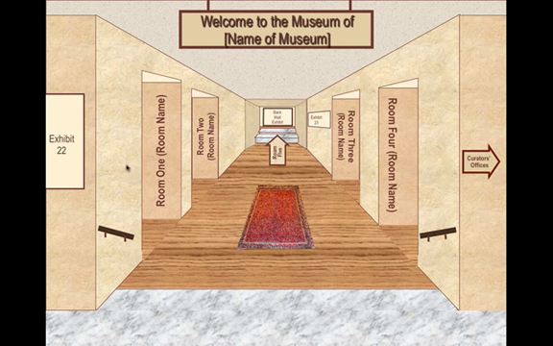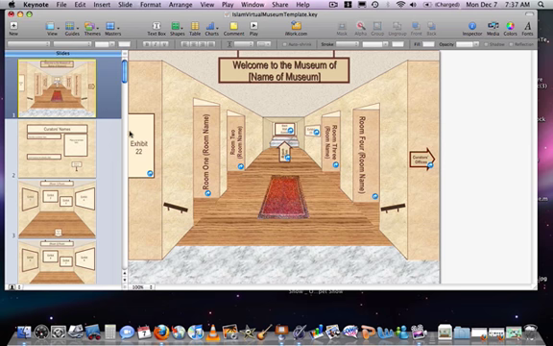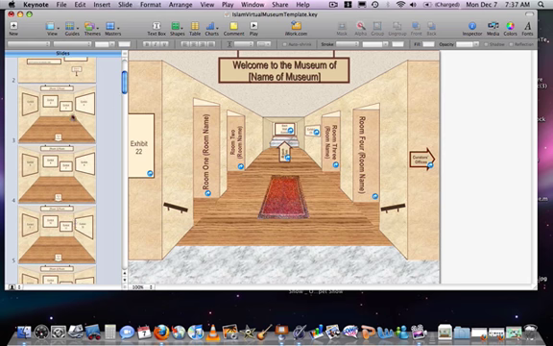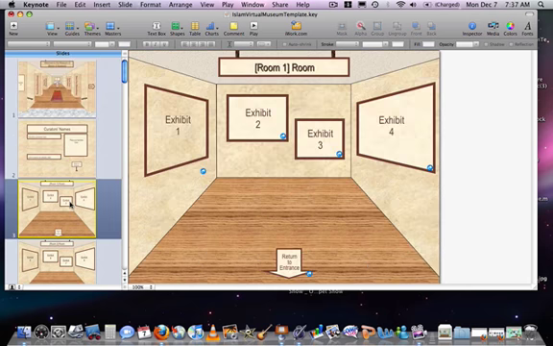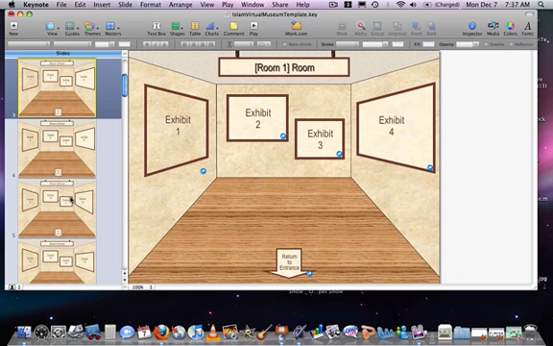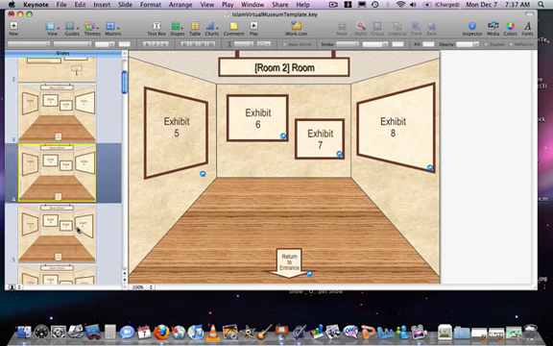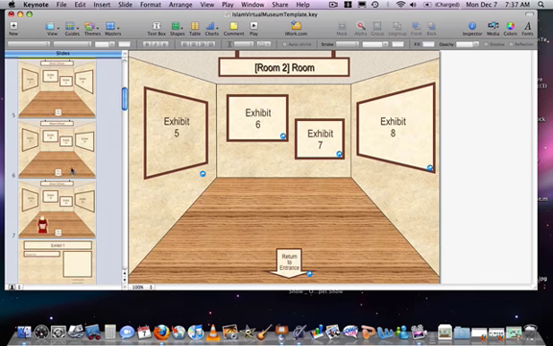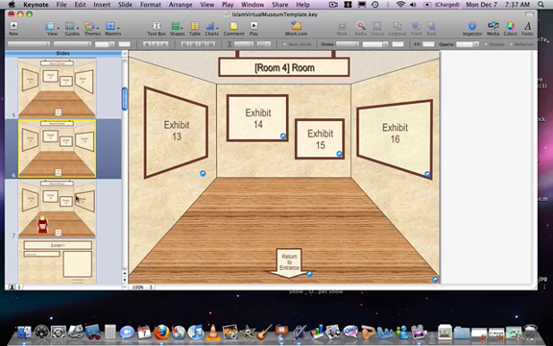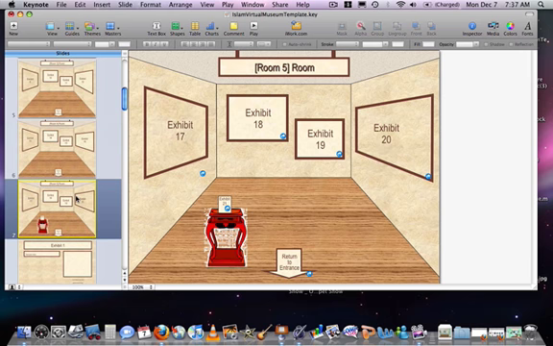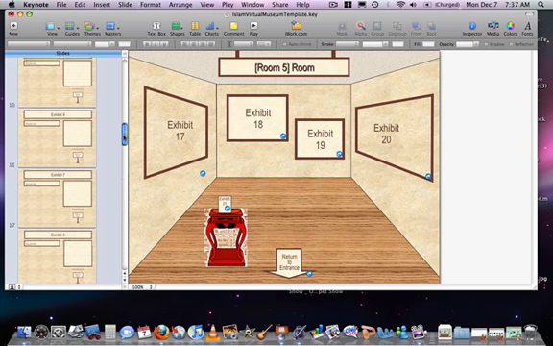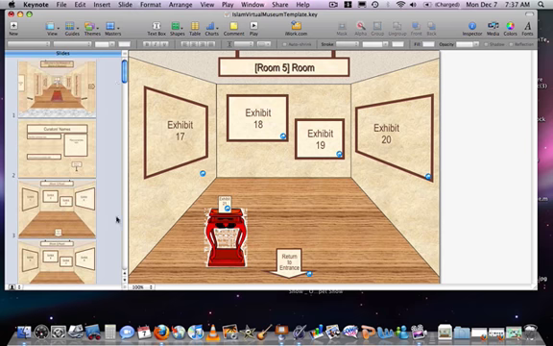Let's get out of this and go back into the edit mode. So the way this is laid out is simply each room is linked to a slide. If we look at this slide, that's room 1, room 2, 3, 4, and 5. So this is how this template is set up. It's just links to different slides.